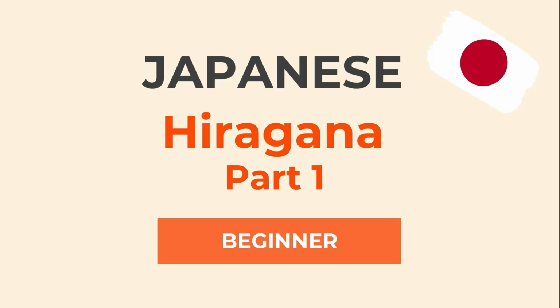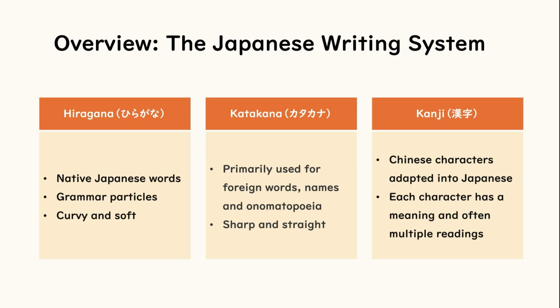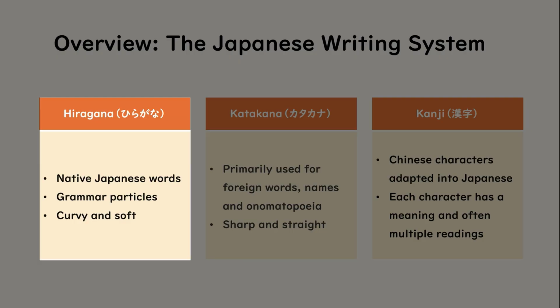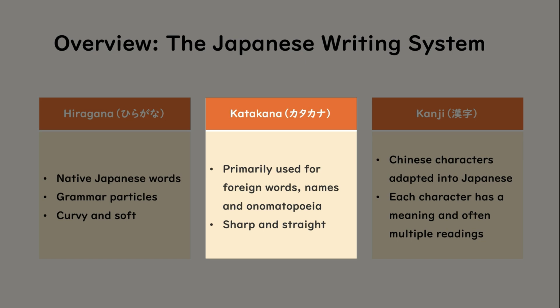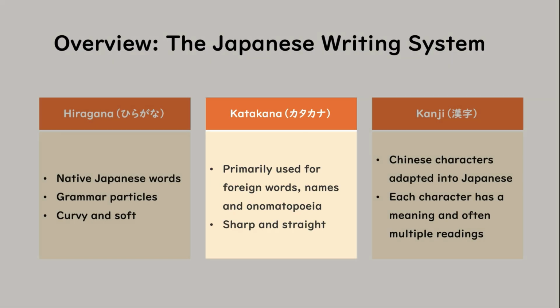Before we start learning Japanese, let's take a quick look at the three writing systems used in Japanese. Japanese uses hiragana, katakana, and kanji, and Japanese people use a mixture of all three. Hiragana is used for native Japanese words, grammar particles, and auxiliary verbs. Its shapes are round, curvy, and soft. Katakana is mainly used for foreign words, foreign names, and onomatopoeia, like animal sounds or sound effects. The shapes are sharp and straight.